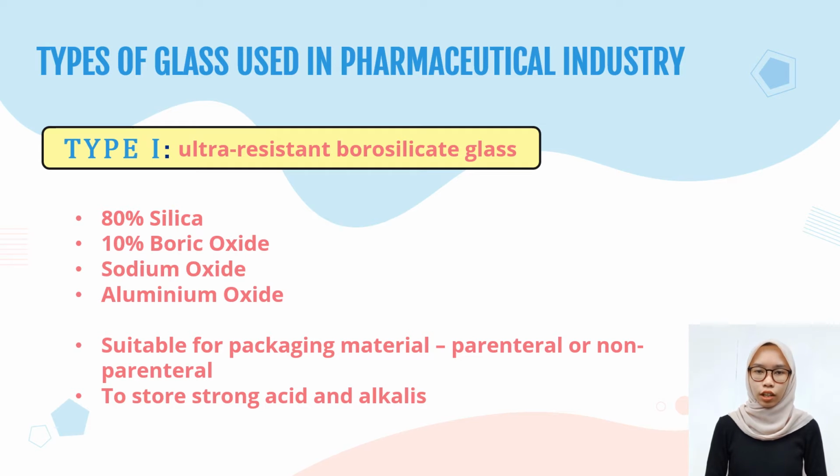Type 1 glass container uses ultra-resistant borosilicate glass, which contains 80% silica, 10% boric oxide, and small amounts of sodium oxide and aluminium oxide. It is chemically inert and possesses high hydrolytic resistance due to the presence of boric oxide. Type 1 glass is suitable as packaging material for most preparations, whether parenteral or non-parenteral. Also, it is useful to store strong acids and alkalis.